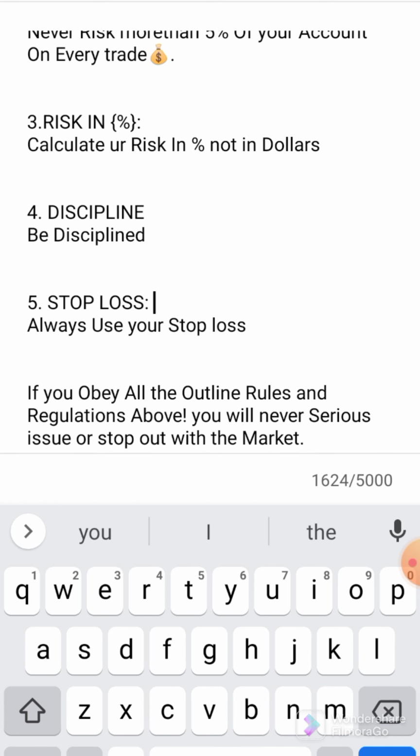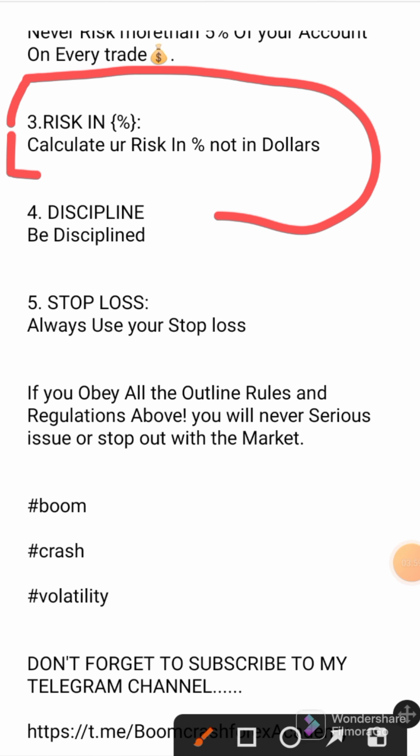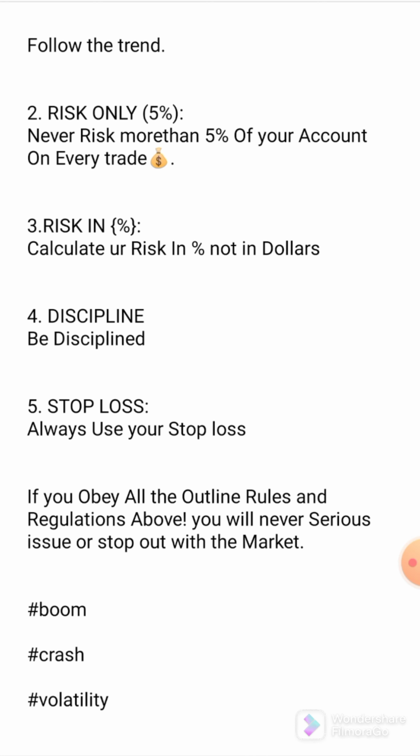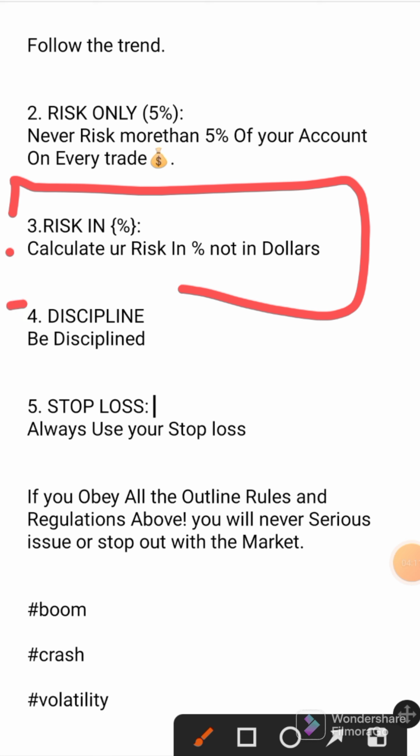Mentioned something like, make sure you calculate your risk based on percentage, not based on fibs. So I think that's what he was trying to ask me. He wants more explanation on this last one, how to calculate your risk in percentage. And that is the question I'm going to answer now. So let's go.